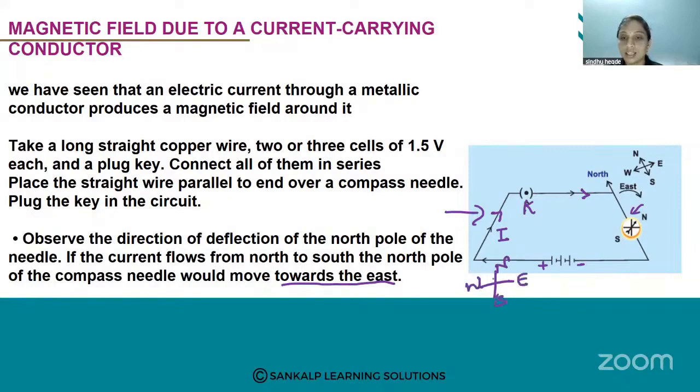Initially, the compass needle is in the north-south direction. When the current starts flowing in the conductor, what happens? It starts to deflect, right? So finally it shows the east direction.